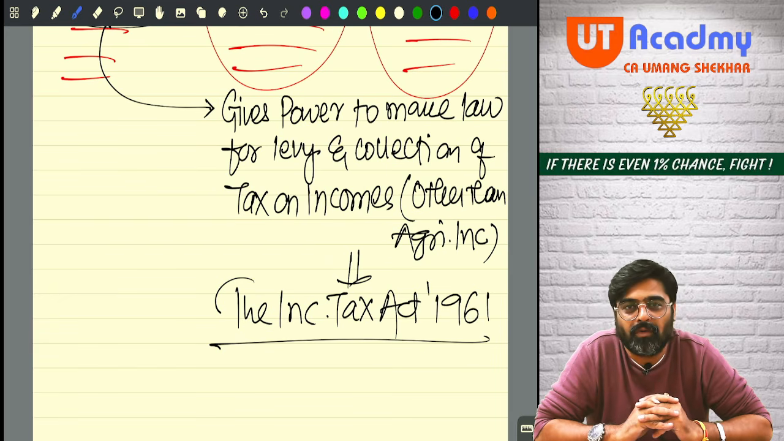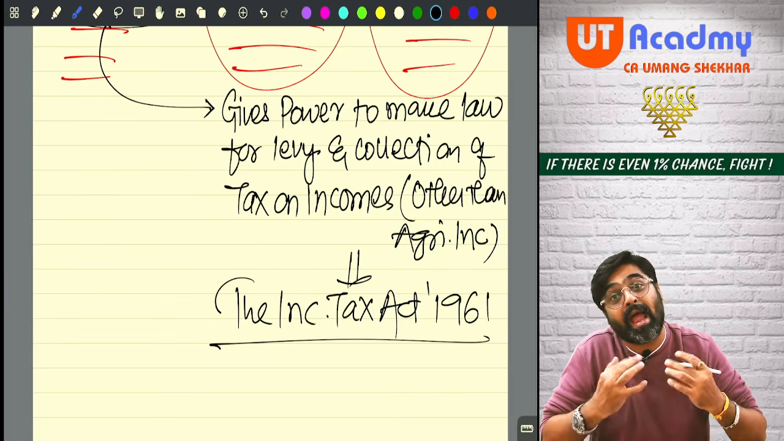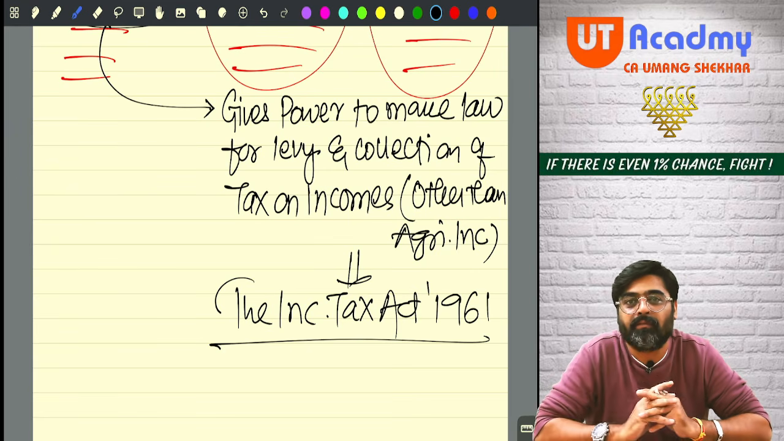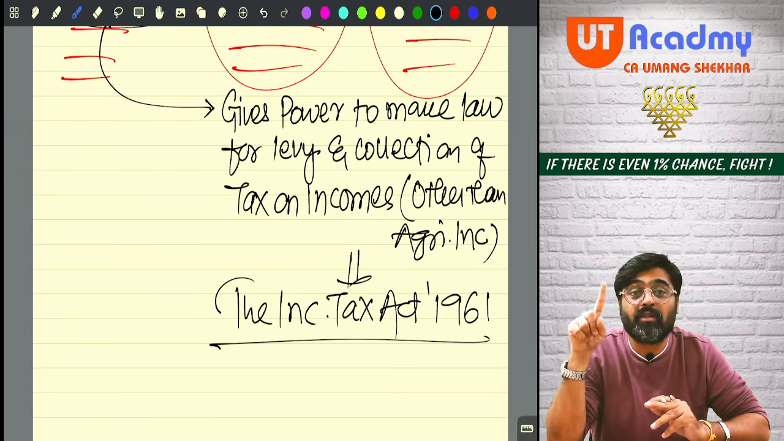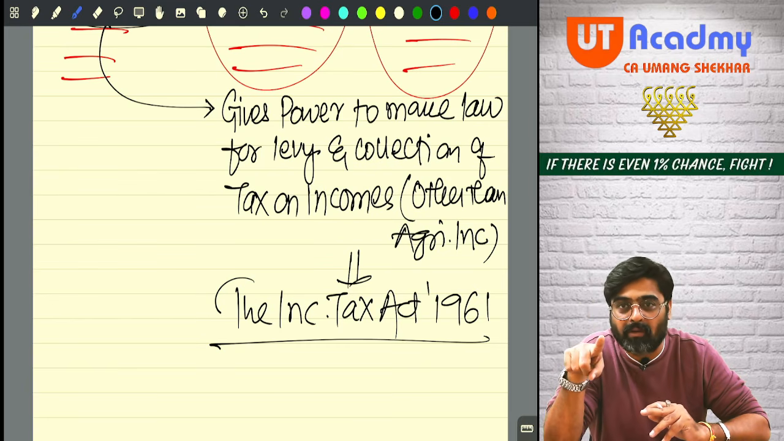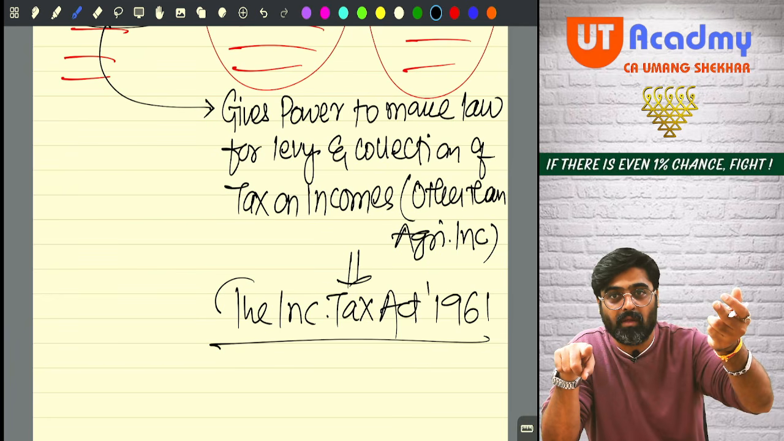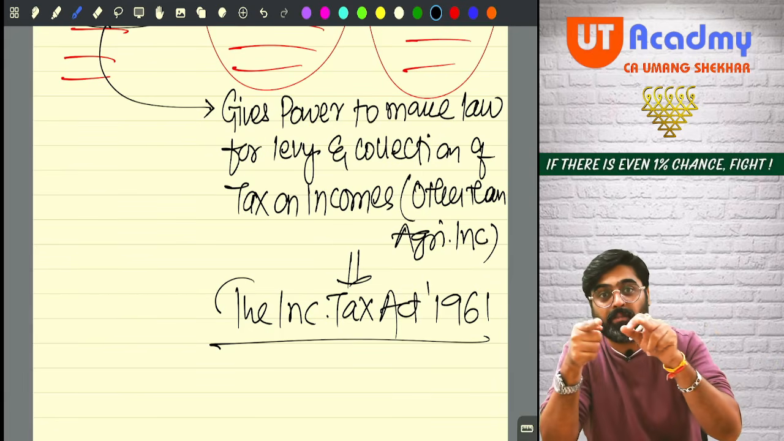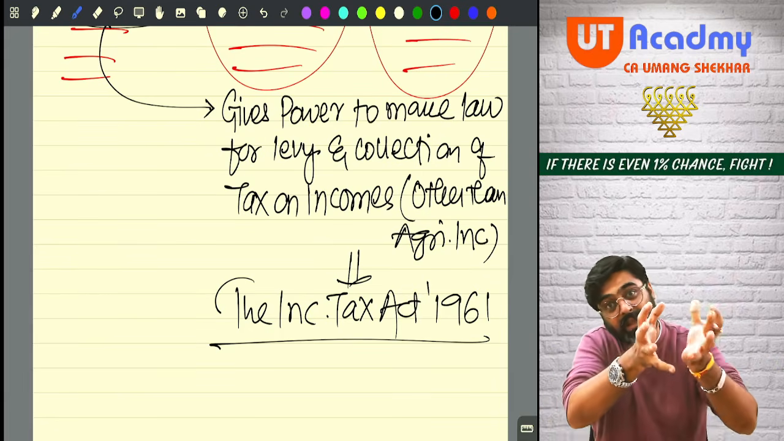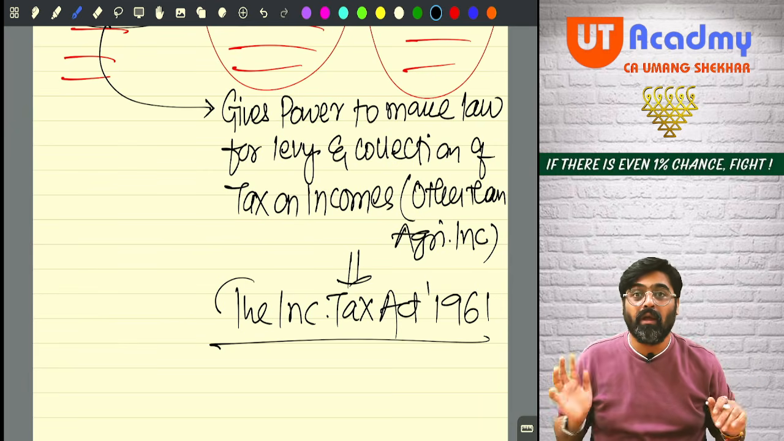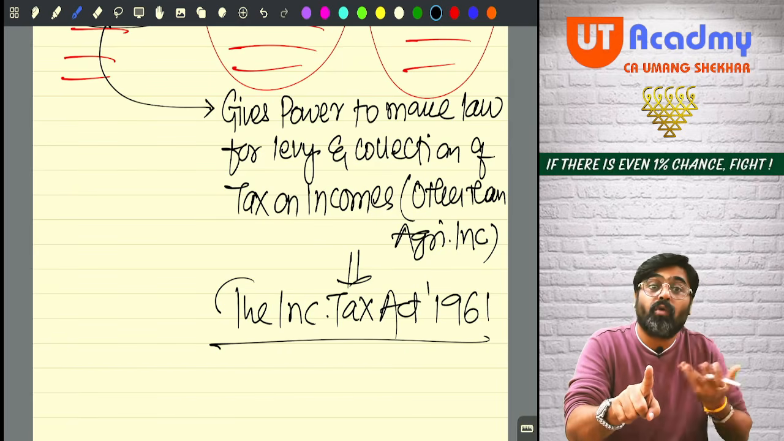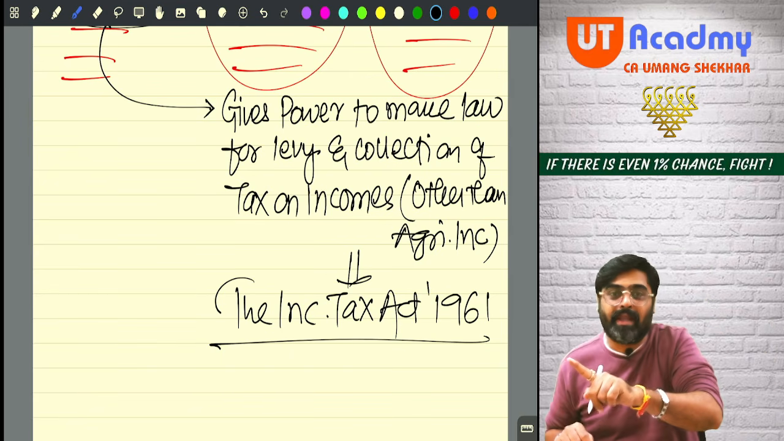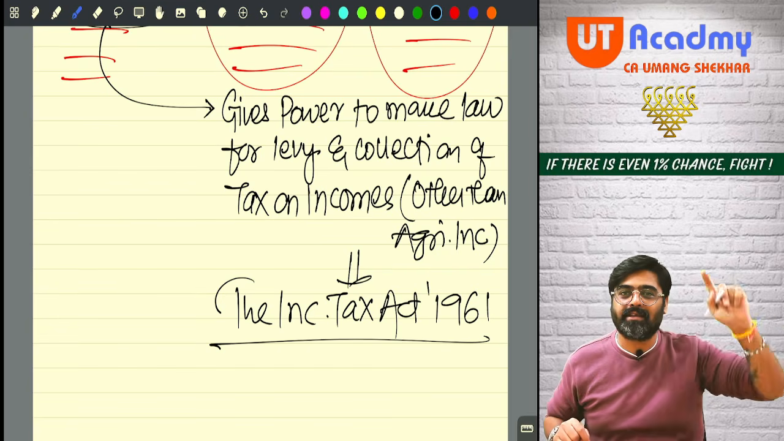So if someone asks you from where the Income Tax Act came, you should at least be aware of this: the Union List gave the power to Parliament to make law for levy and collection of taxes on income. By exercising that power through entry number 82, Parliament has made this law, and this law is made for what? Levy and collection of taxes on all incomes except agricultural income.